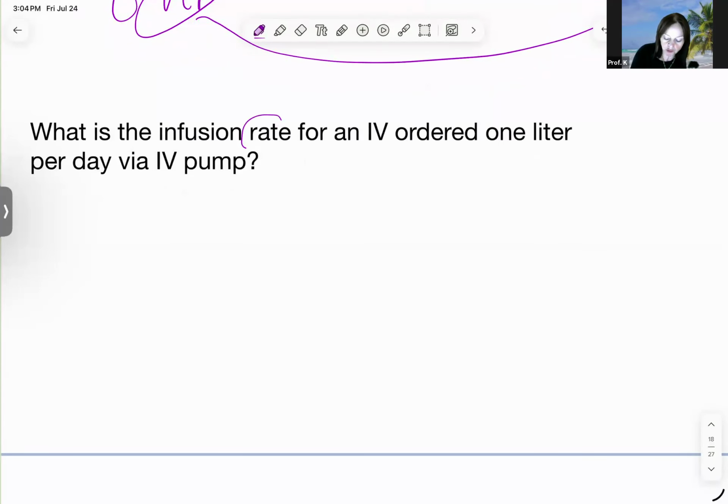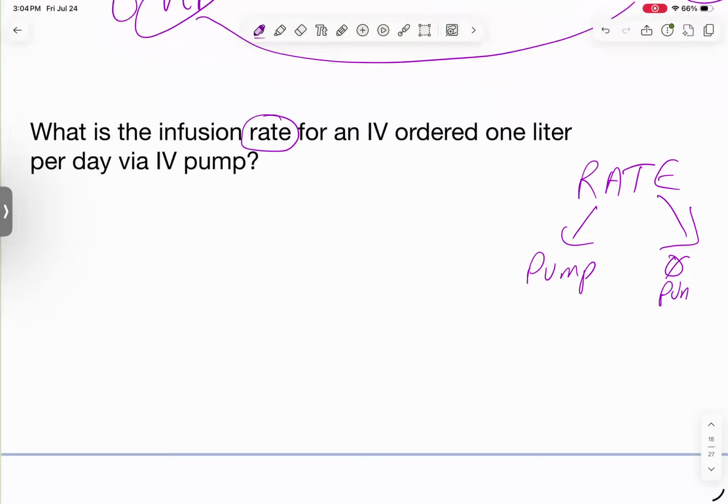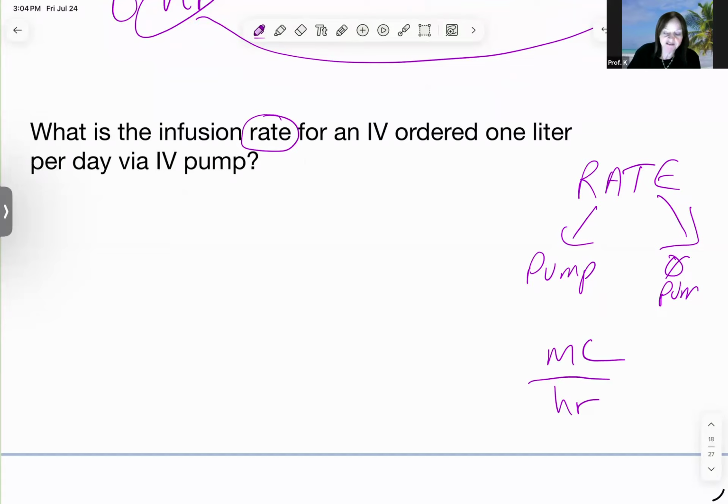What is the infusion rate? If it says rate, is there a pump or not? Yes, there's a pump. So what am I solving for? Volume over time, milliliters per hour. So if I'm solving for milliliters an hour, I'm looking for that volume over time.